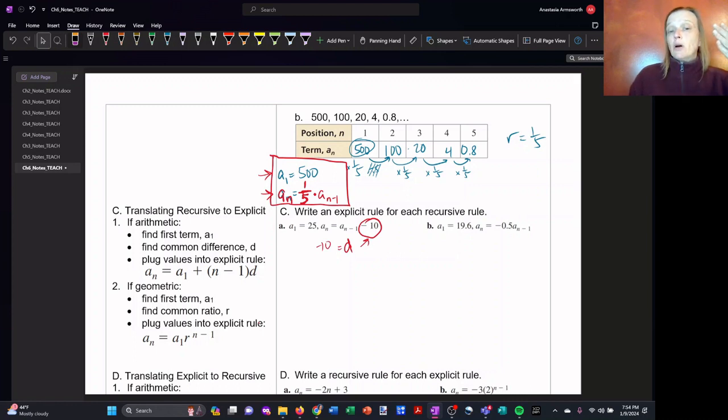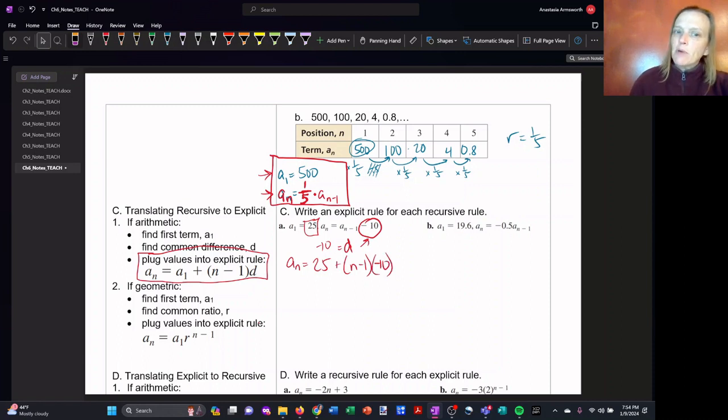Just to remind you what our explicit rules are. This was our explicit rule for arithmetic functions, and down here I have the explicit rule for geometric functions. This one's arithmetic, so we'll focus on this one for now. As part of this explicit rule, we need to solve for the nth term of the sequence. We plug in our initial value, which is 25, it's given right there, plus n minus 1 times d, which is -10.